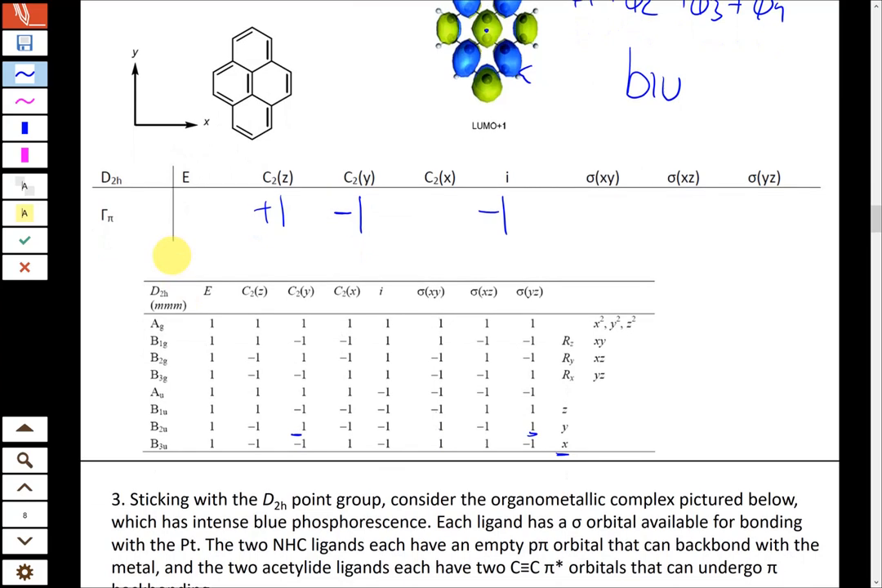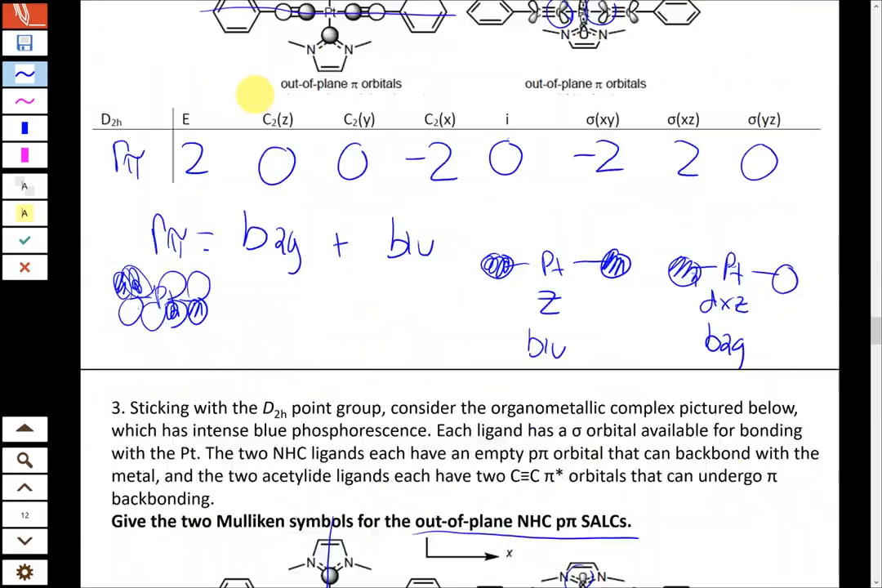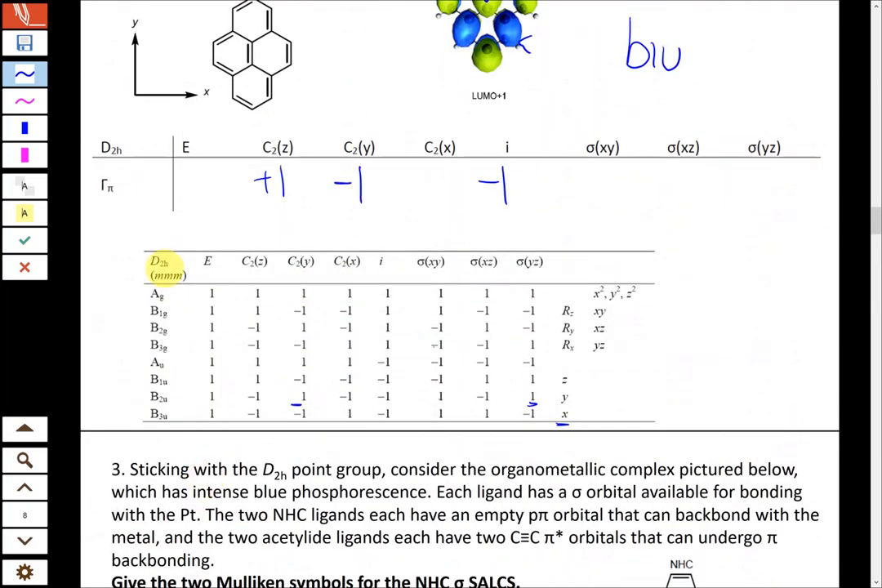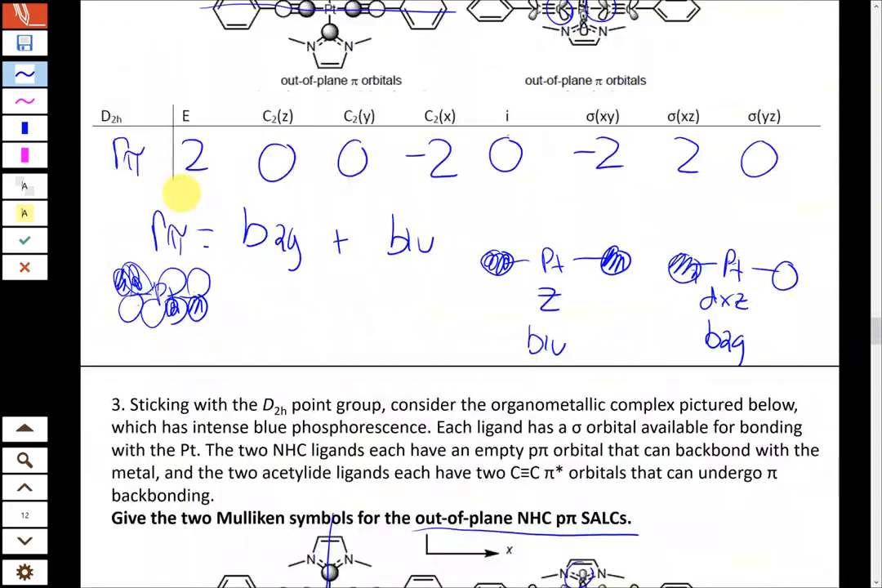So y and xy are -1, and then +1 for yz, sorry, my bad. All right, so we need -1 for y, -1 for xy, +1 for xz, so that's b3g, and then -1 for y, -1 for xy, +1 for yz, that's b1u. Okay, so we get b3g and b1u for those orbitals when we reduce the representation.